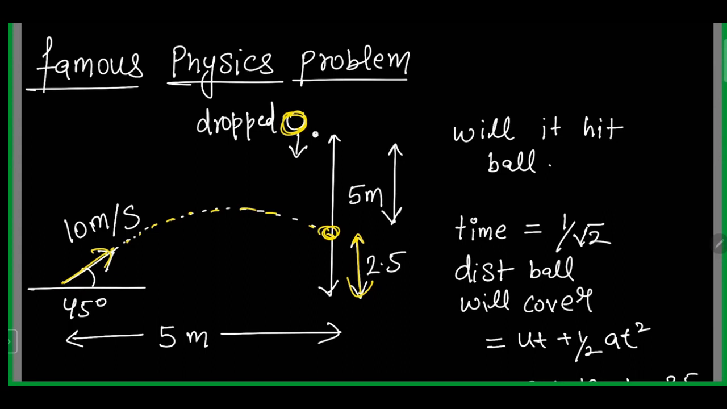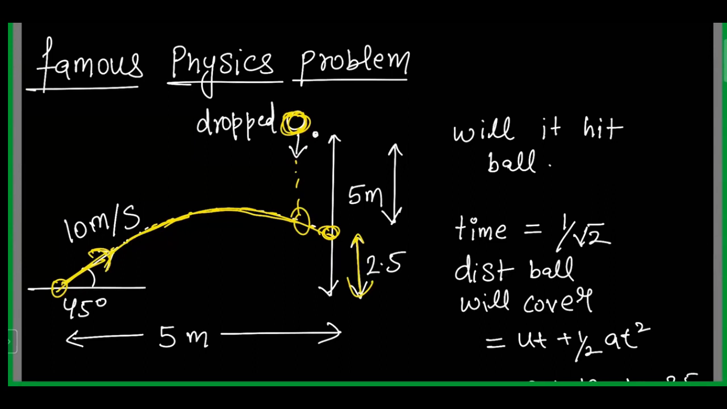I will again tell you once more. I throw one ball here. This ball went like this and came here. At the same time, when I throw this ball, I throw another ball from here. And this ball is now coming down, and this ball is going like this. Will these two balls hit each other or not? This is my question. That is basically the question which I am asking.